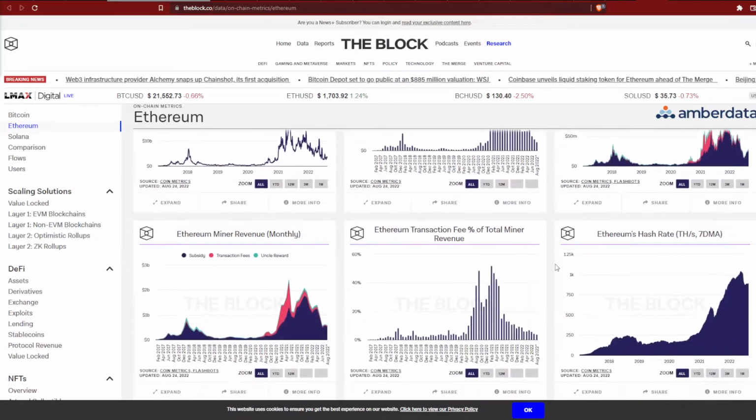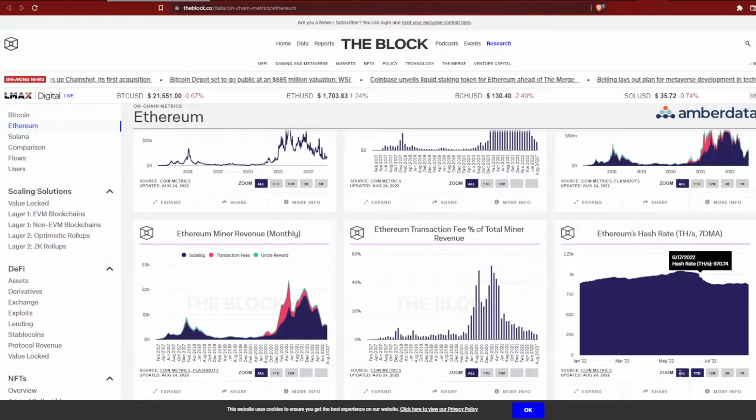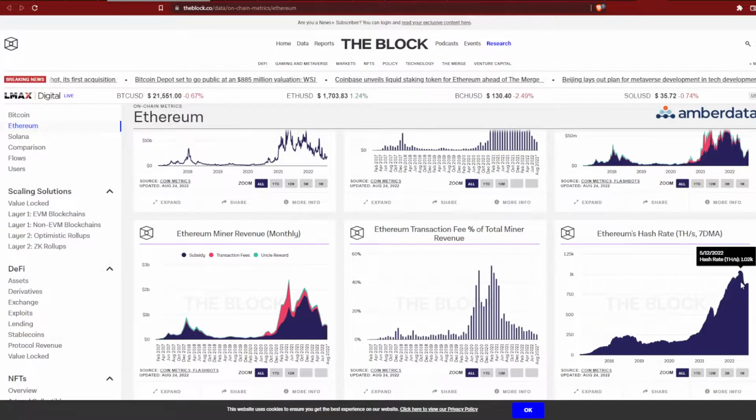Hash rate. Right here. Yep. And as you can see, hash rate is just about as high as the peak hash rate. So right now, it's still expected for some time between, let's say, the 14th through 16th, sometime in that window. 14th through 16th. Okay. So well, there you go.